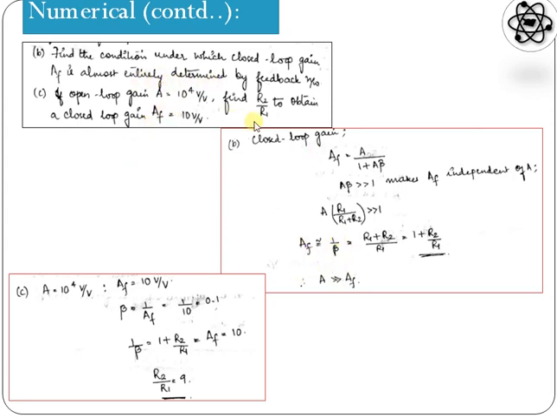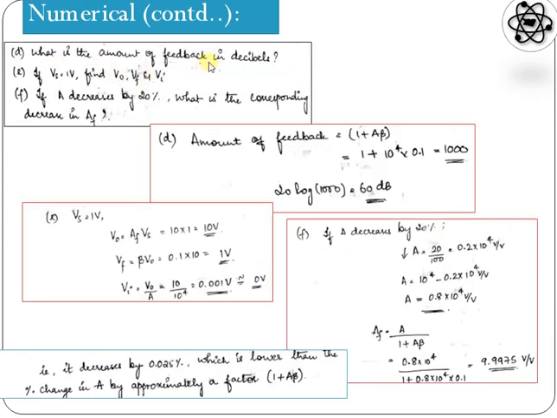Coming to part C of the question, wherein they have given you the value of the open loop gain, which is 10 to the power 4. We need to find out the ratio of R2 by R1. AF is also given, so beta is equal to 1 by AF, and that is equal to 1 by 10. So 1 by beta is equal to 1 plus R2 by R1, or AF is equal to 10, and R2 by R1 will be equal to 9.